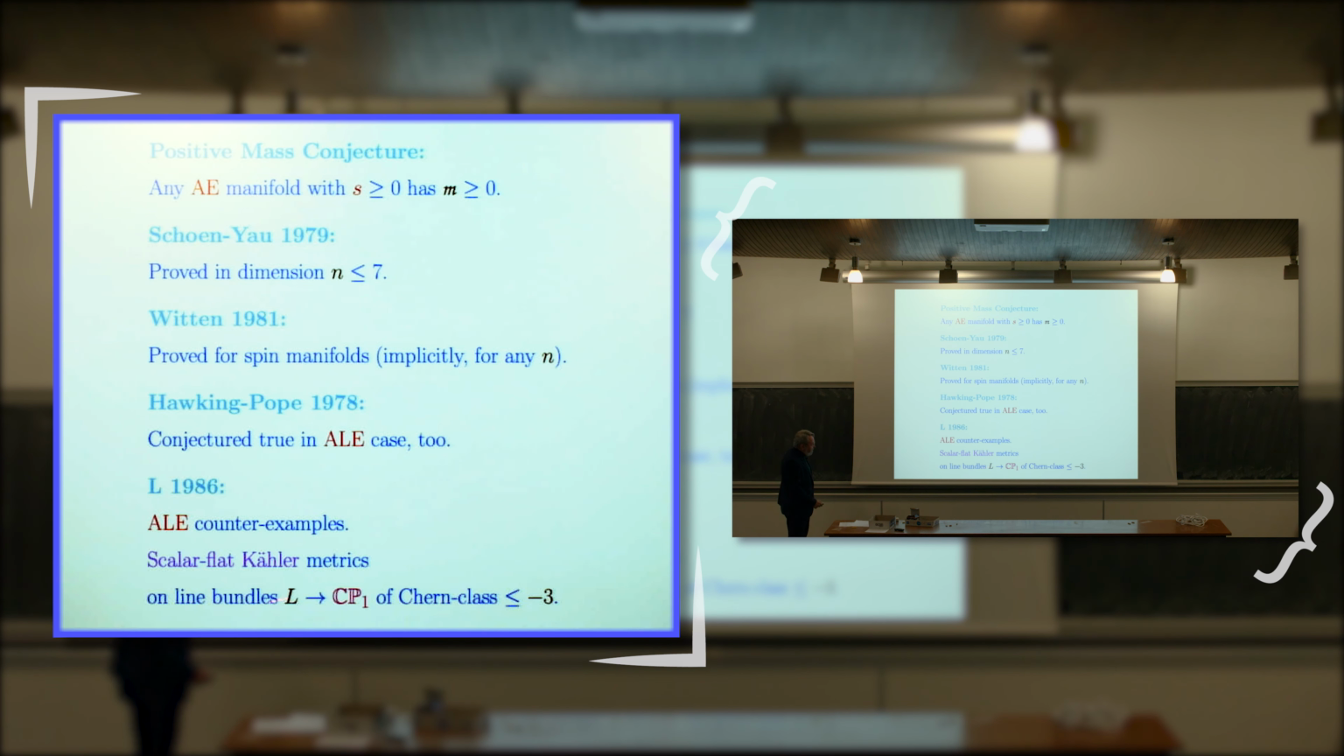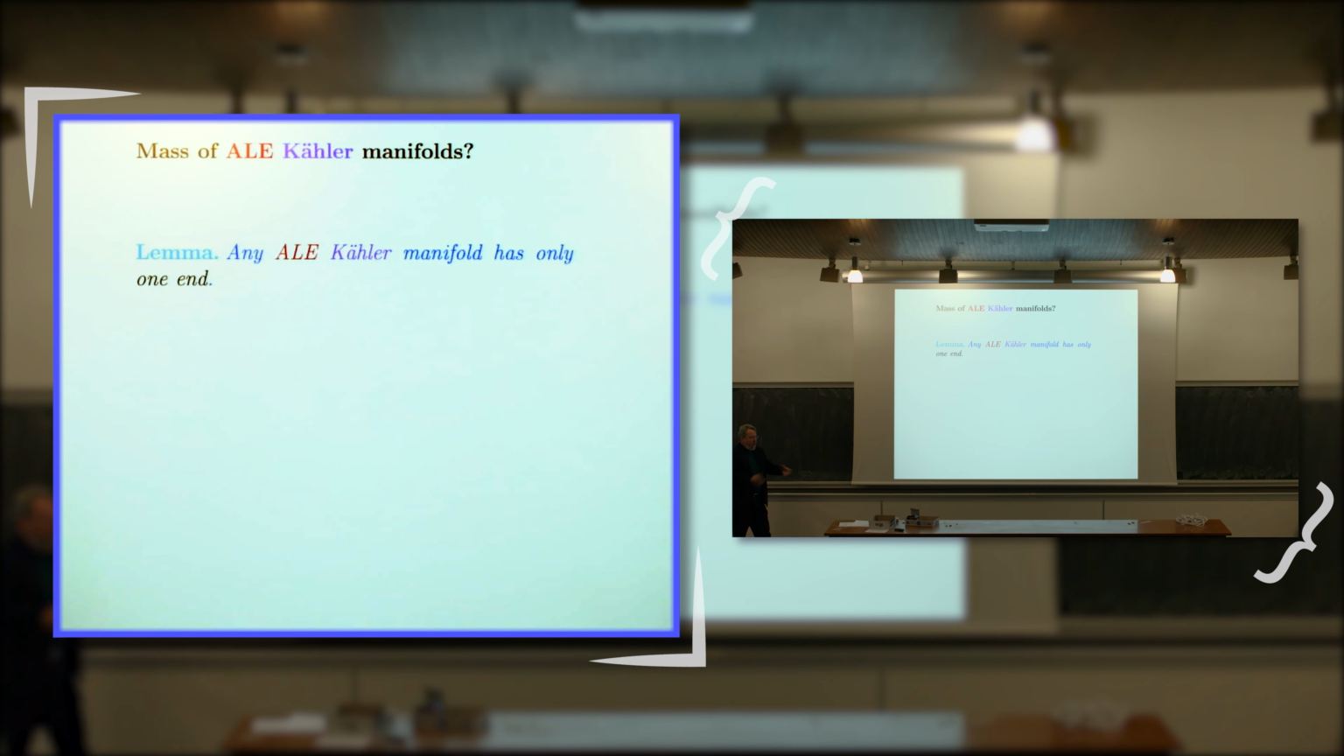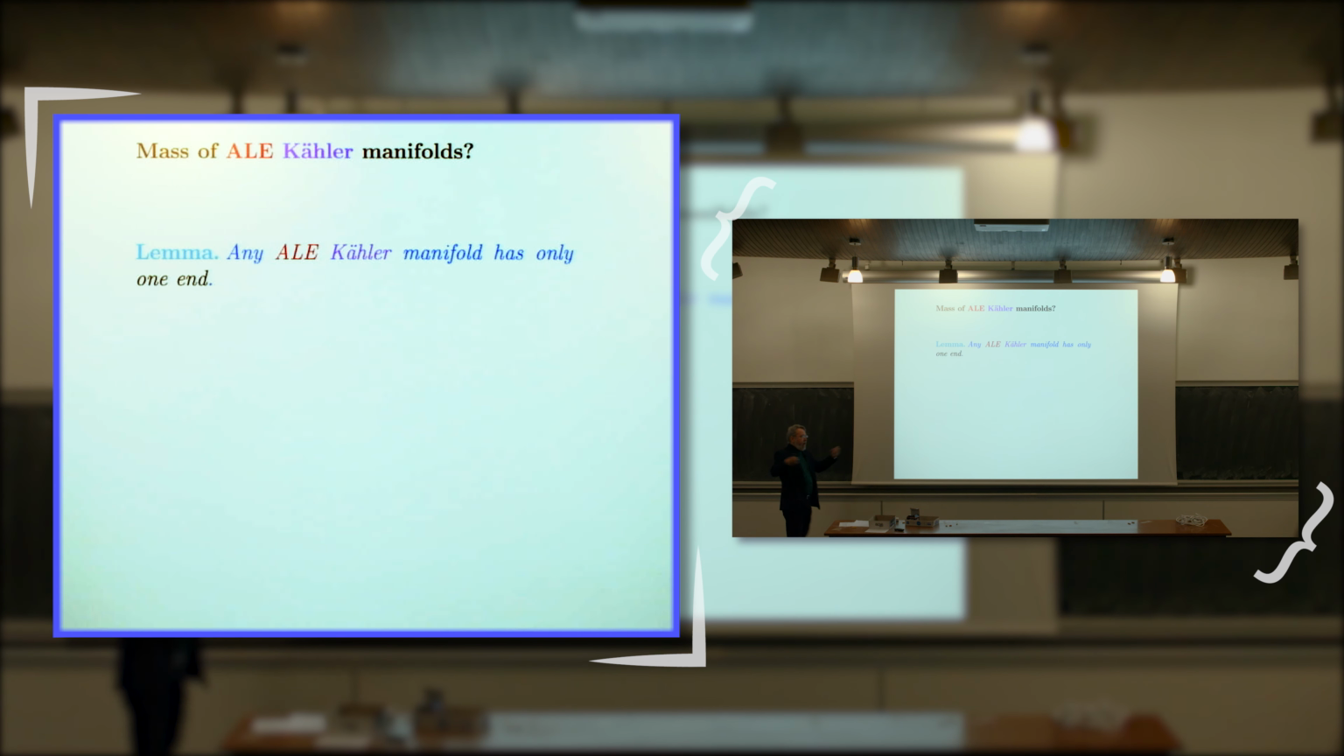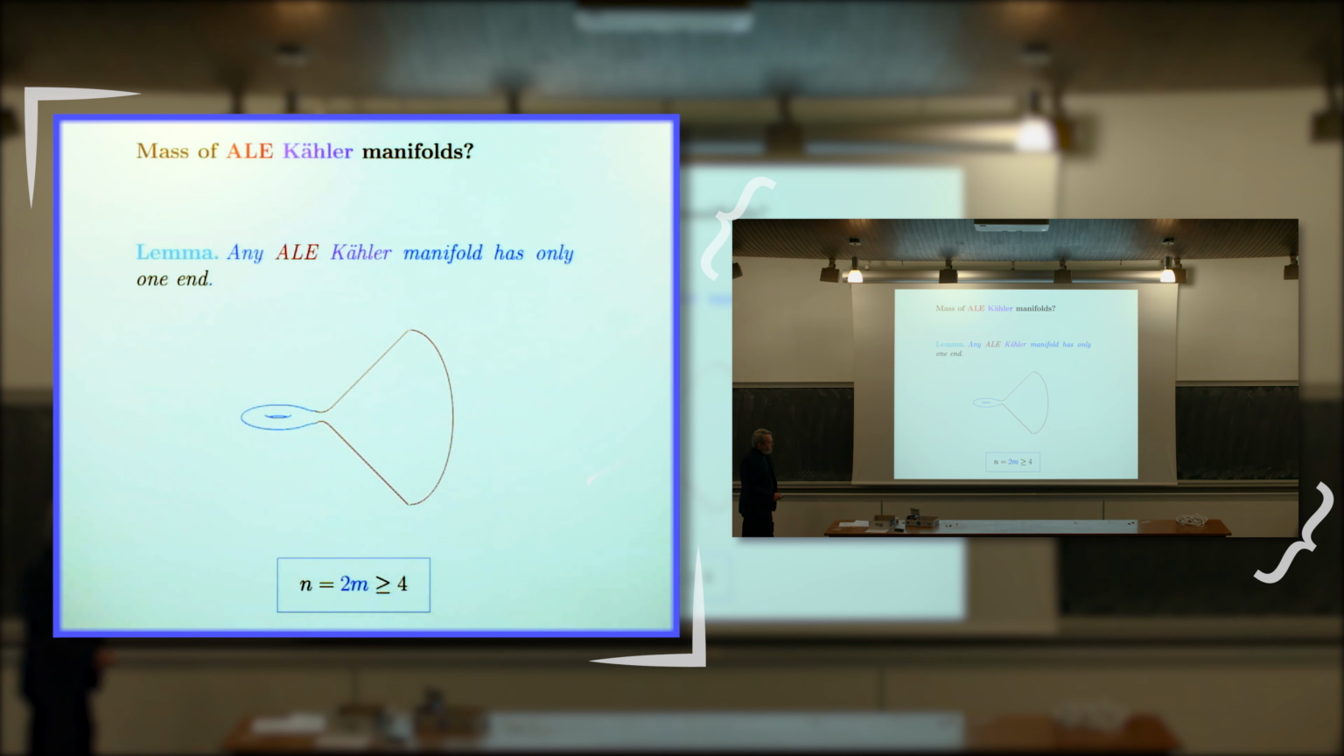So the particular examples I found were line bundles of Chern class less than or equal to -3 over CP1. So what can one say about the mass of ALE Kähler manifolds? Well, there's a useful lemma, which is that such a manifold only has one end. I said at the beginning, maybe you might have many different ends. In the Kähler context, it's excluded to have more than one end. So the picture is like this, rather than something more complicated.